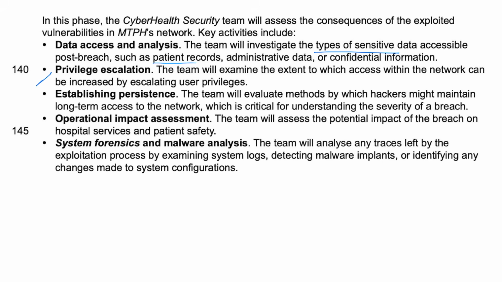We've already discussed privilege escalation. We're looking at the potential for establishing persistence. And persistence means the ability for a hacker to continually maintain access to a network without a security team or IT team noticing that they have access. We're going to do an operational impact assessment, which we'll talk about in the next slide. And then we're going to engage in something called system forensics, which we're also going to talk about.